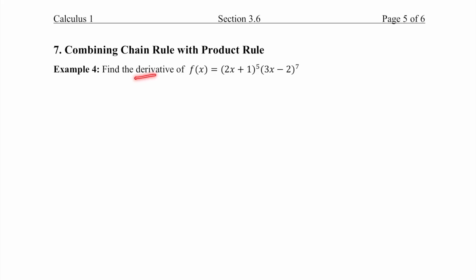Let's find the derivative of f of x equals (2x plus 1) to the fifth times (3x minus 2) to the seventh. First, notice that we have two functions multiplying together. So this tells us we must start with the product rule. The product rule says we take the derivative of the first function multiplying by the second function plus the derivative of the second function multiplying by the first function.